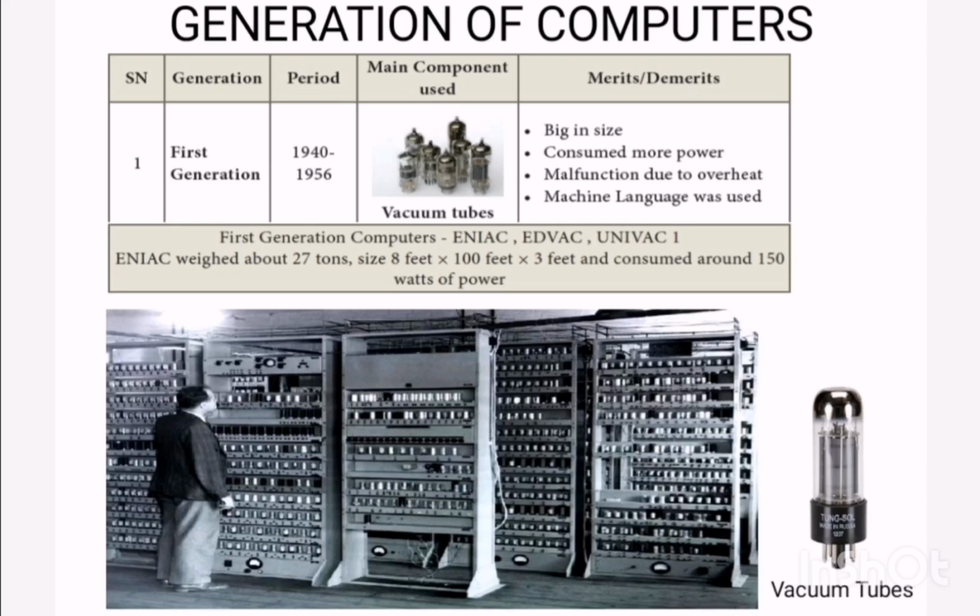Advantages and disadvantages of first generation of computers are they are bigger in size. They consumed more power. Malfunctioned due to overheat. Machine language was used.